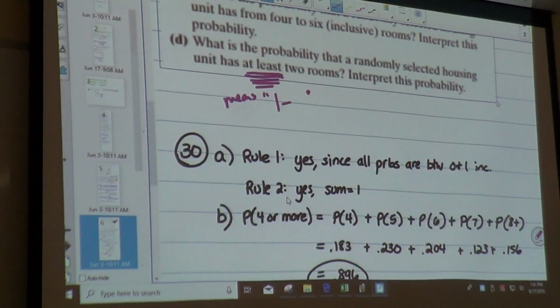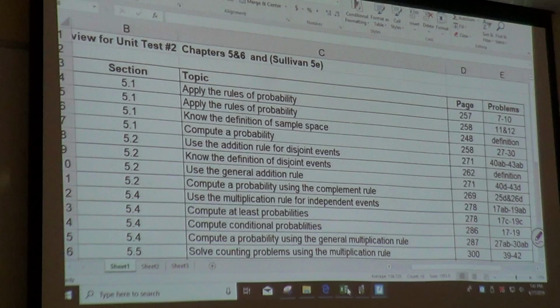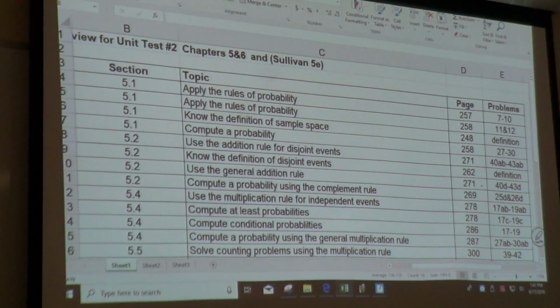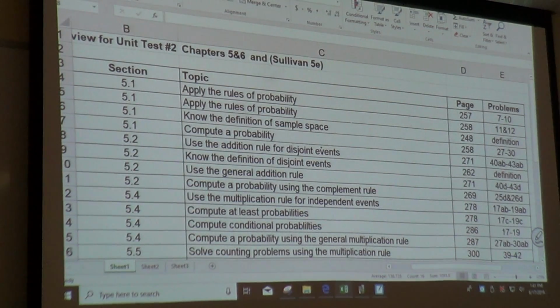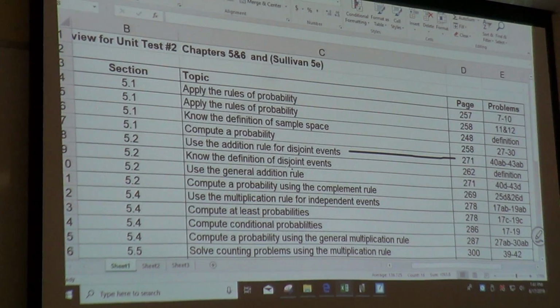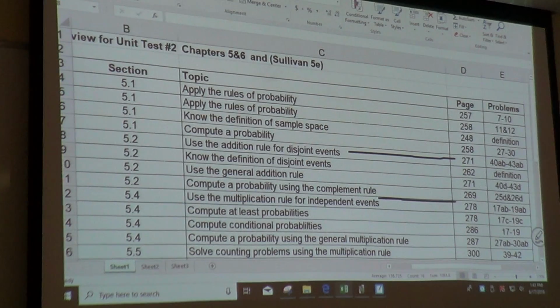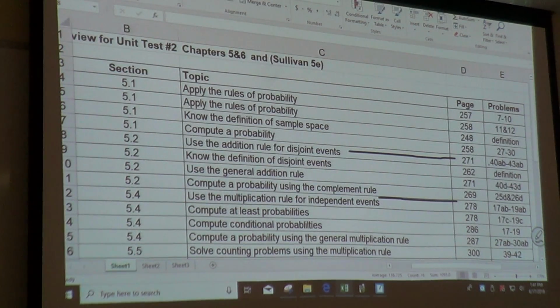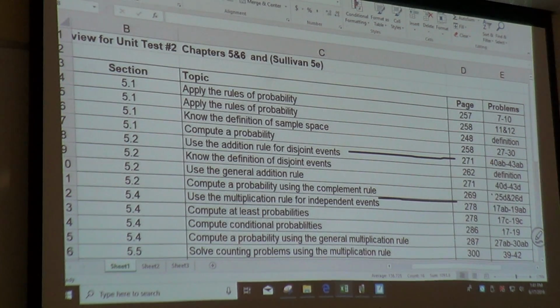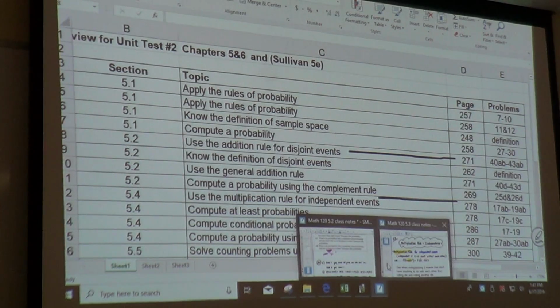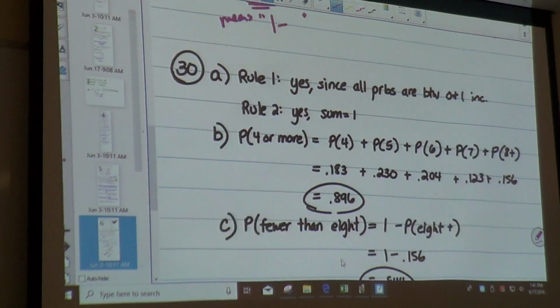Now, what number is this? This is number 30. 5.2 starts here and ends here. Do we see any number 30s? All right.